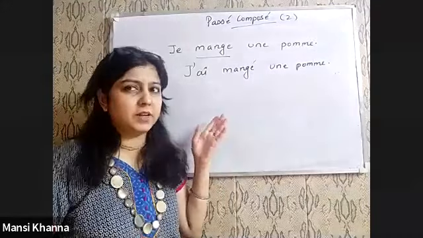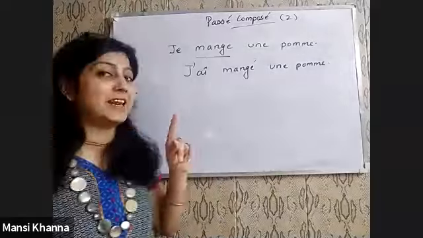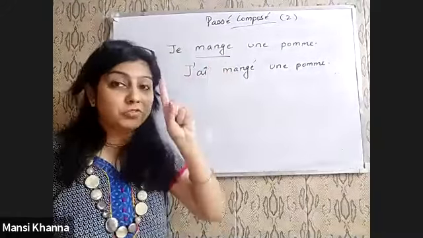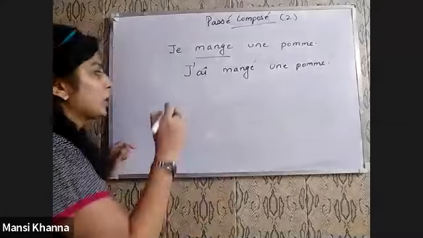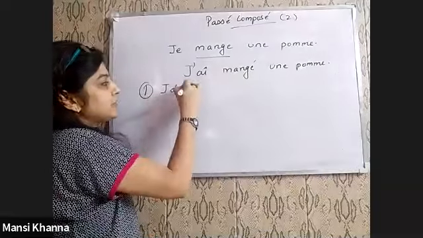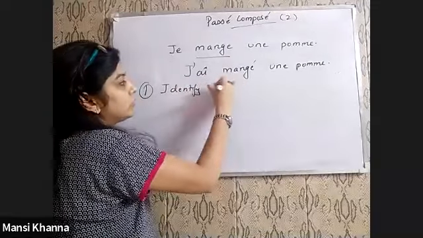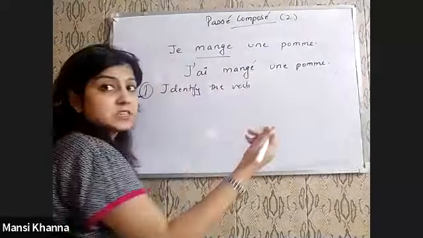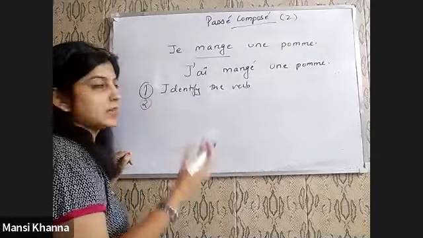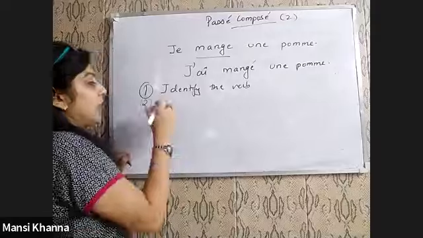What did we do? I am explaining this topic again. Whenever you have a sentence, what do you do? The first step is, what is the first step? Identify the verb. We need to identify which verb is there. What is the verb in the sentence? And second, you have to analyze.